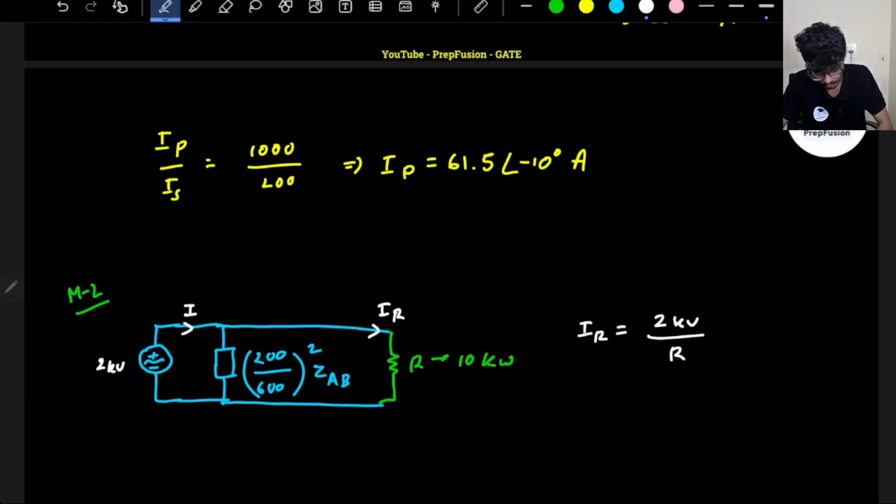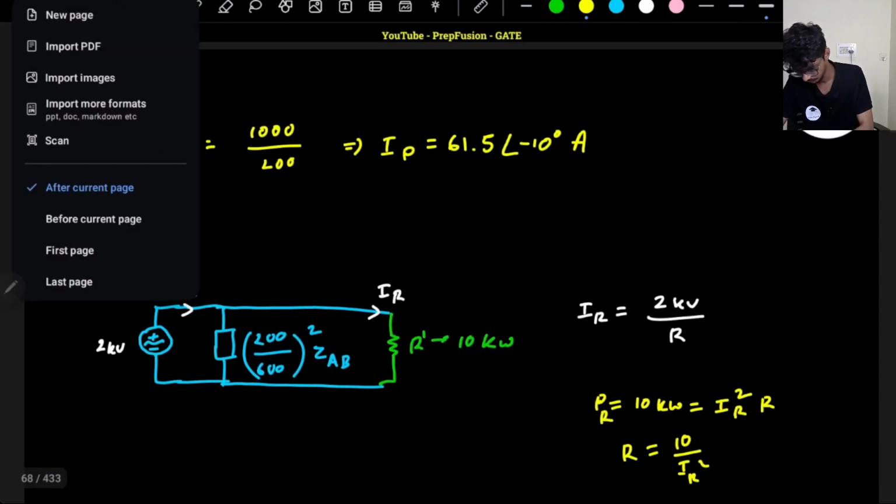Now I don't know R again. So remember, this is R dash. This is not R actually. Sorry, this is not R. This is R dash, because I have referred the R into the primary. So my power consumed I know is 10 kilowatt in the R. So power consumed P across the resistor is 10 kilowatt, that is equals to IR square into R. So from here I can remove the variable R, that is R equals to 10 divided by IR square.